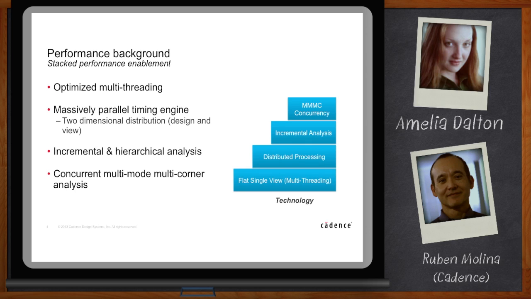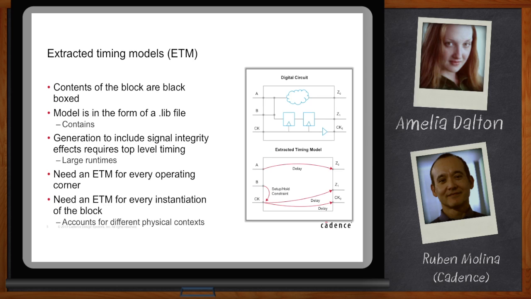Excellent. So, Ruben, you guys aren't reinventing the wheel here. Wasn't it working fine already? Well, there were techniques for trying to address these capacity and runtime issues in the past, but they were always with some kind of limitation. Basically, there were really two kinds of hierarchical analysis. The first one was through the use of what they call extracted timing models, or ETMs. That's normally what they're referred to. And this is basically when you take a block of logic in the design and you create a timing model for it.